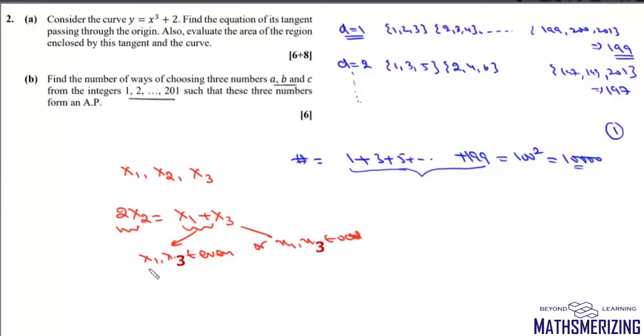Now in how many ways can we choose two even numbers from this given series, 1, 2 up to 201? It is simply 100C2. And what about odd numbers? There are 101 odd numbers, so there will be simply 101C2. So the total number of ways of choosing three numbers will be 100C2 plus 101C2.